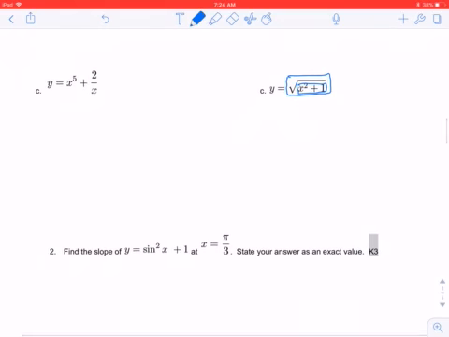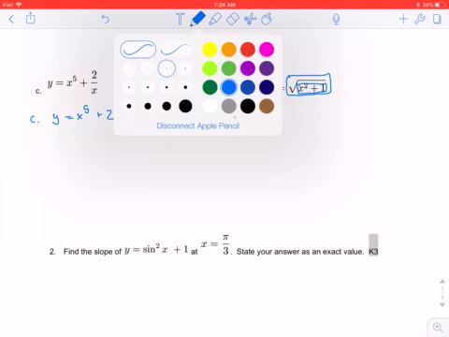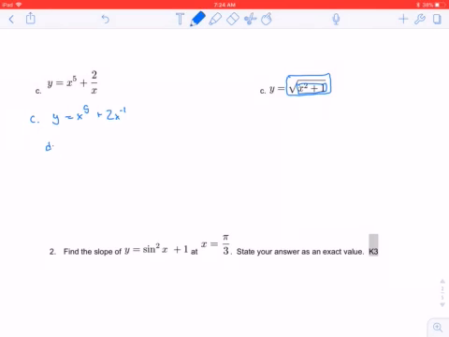The derivative of C, one of the things that might be useful to do here is just to rewrite this as x to the 5 plus 2x to the minus 1. And then when you go to take the derivative of this, and we're going to show that by dy dx, we can just apply the power rule twice.